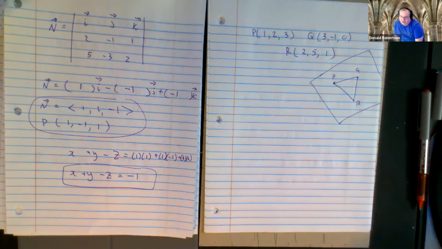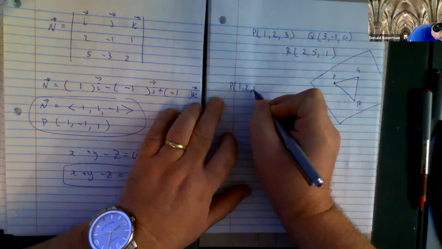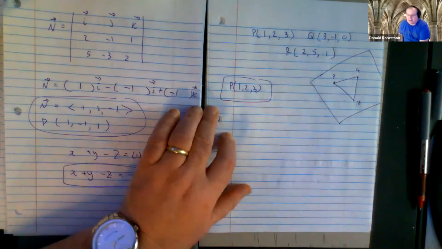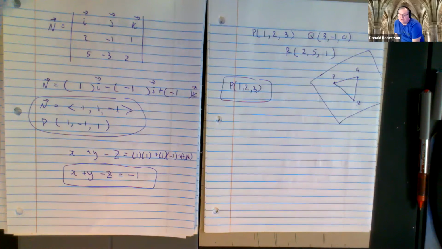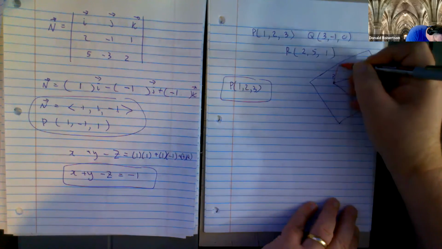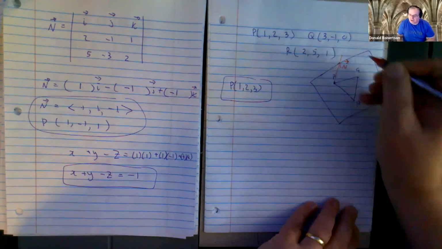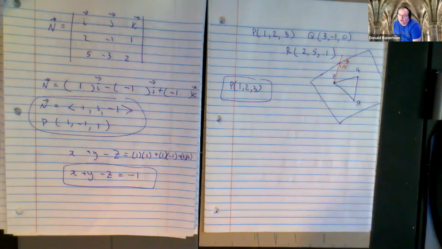Okay, so we need a strategy. I'm doing the first part because it's easy. I need a point on the plane. So I'm picking that one because I like P. Now the hard part. Don't I need to find a normal? That's what you're after. I need a normal.